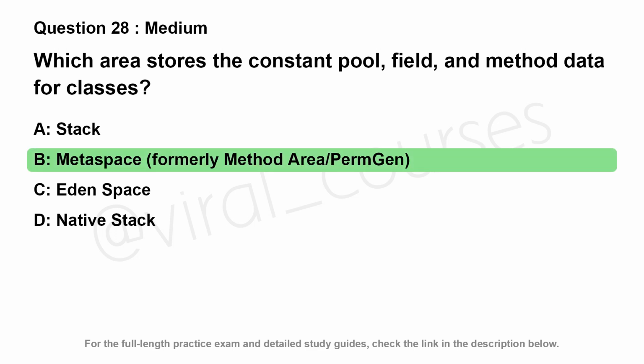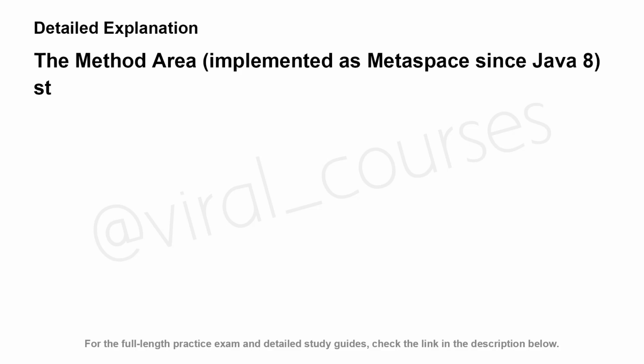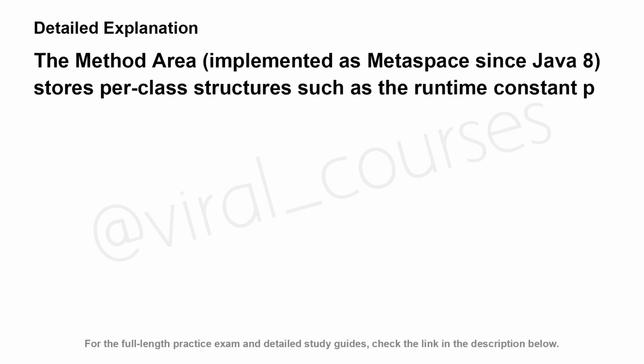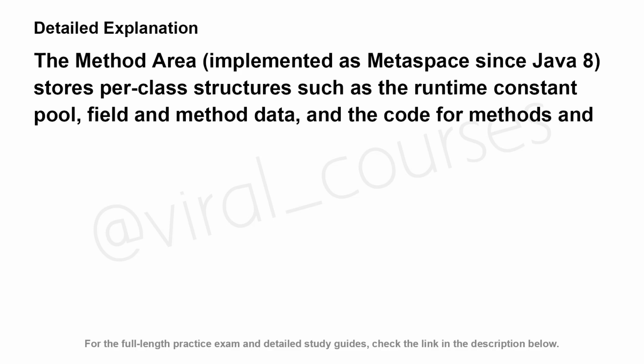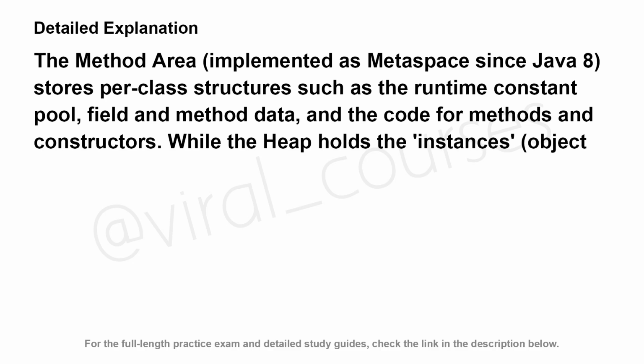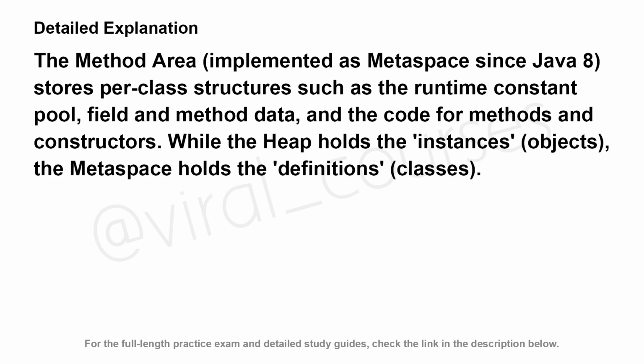The correct answer is B. The method area, implemented as metaspace since Java 8, stores per-class structures such as the runtime constant pool, field and method data, and the code for methods and constructors, while the heap holds the instances, objects. The metaspace holds the definitions, classes.